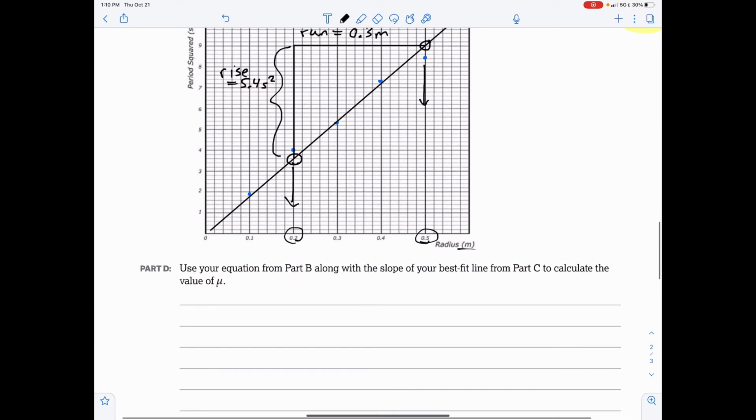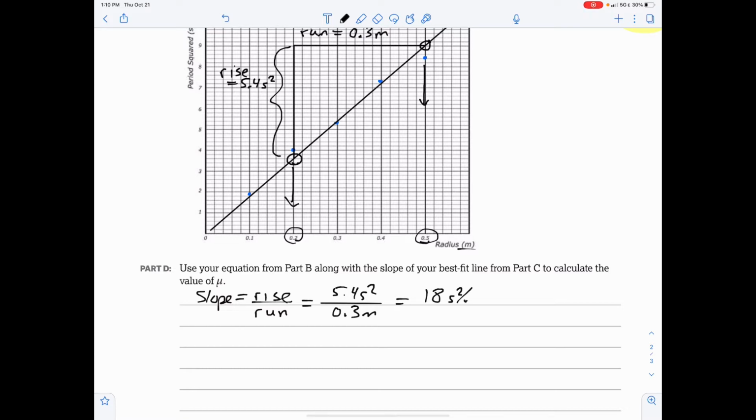Okay, let's figure out our slope. So our slope is rise over run. That's going to be 5.4 seconds squared over 0.3 meters, which would be about 18 seconds squared per meter. We're going to need that information.